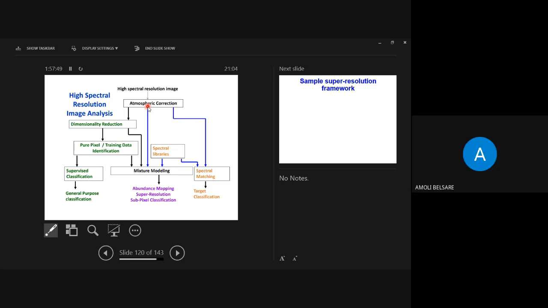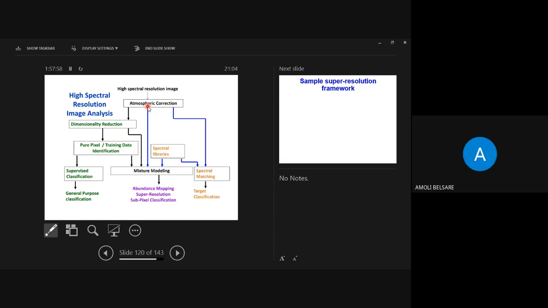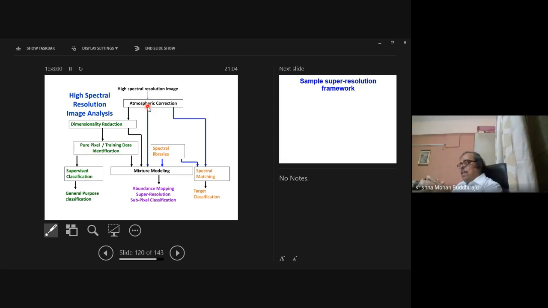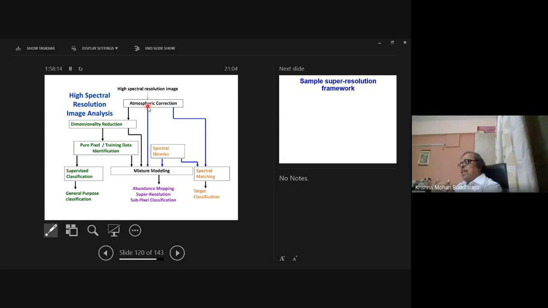As for the end user, it is typically the mixture modeling. Atmospheric correction: if you are planning to collect the ground truth data and the atmosphere data on the date on which the image is collected, you can perform reliable atmospheric correction.